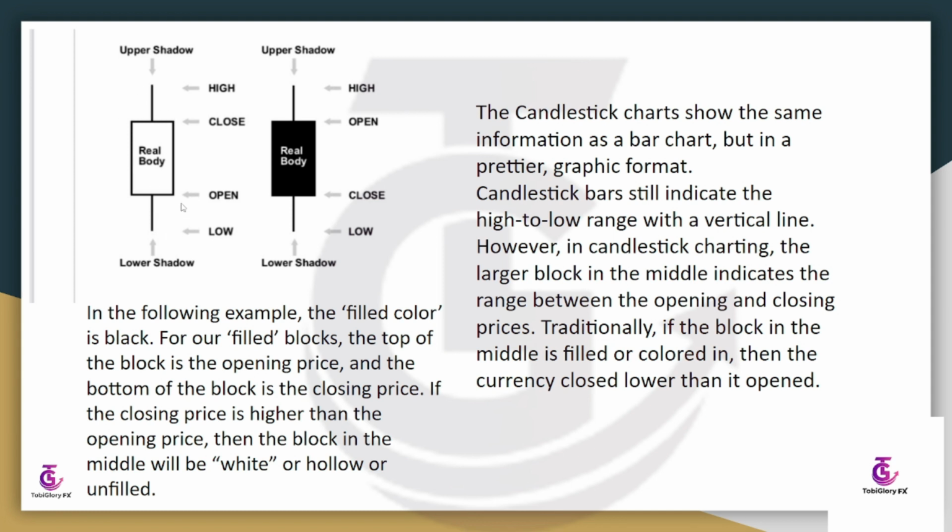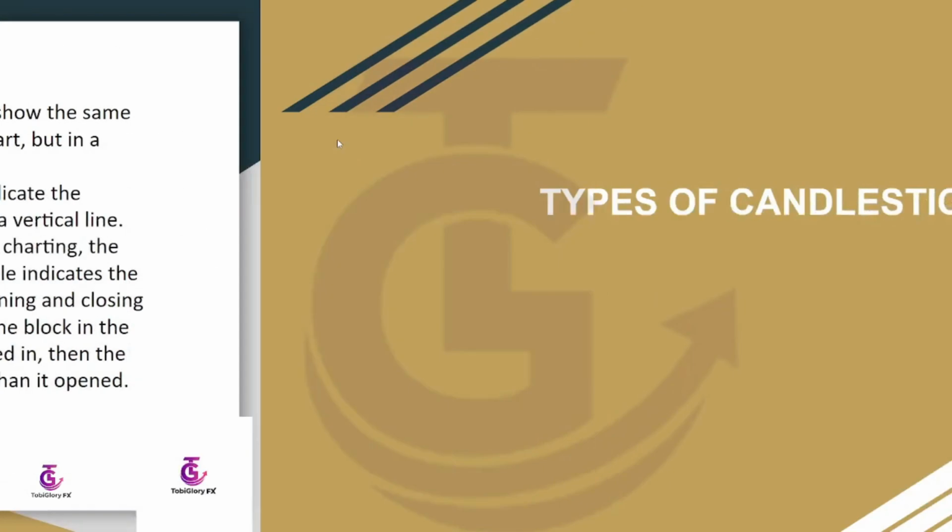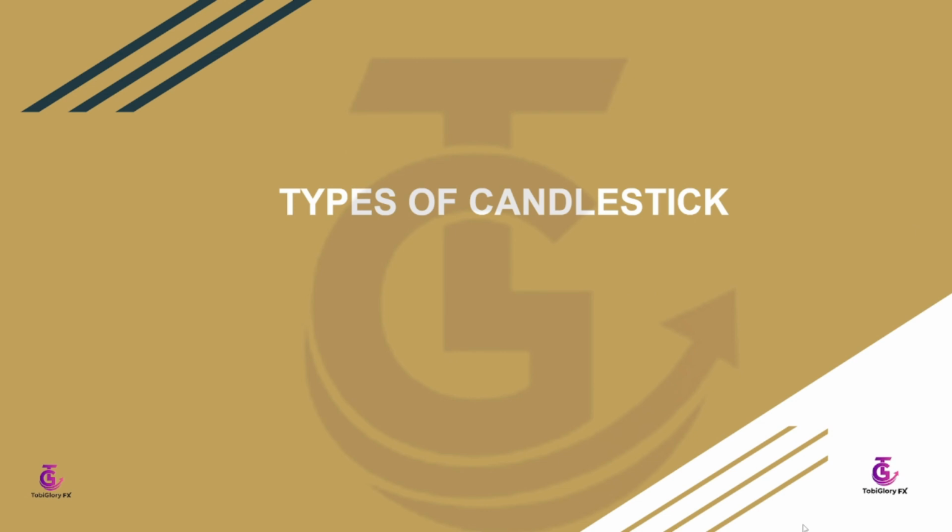A bullish candle. This is the high, the open, the close and the low. This is information for the bearish candle. You will understand this better in the next view.